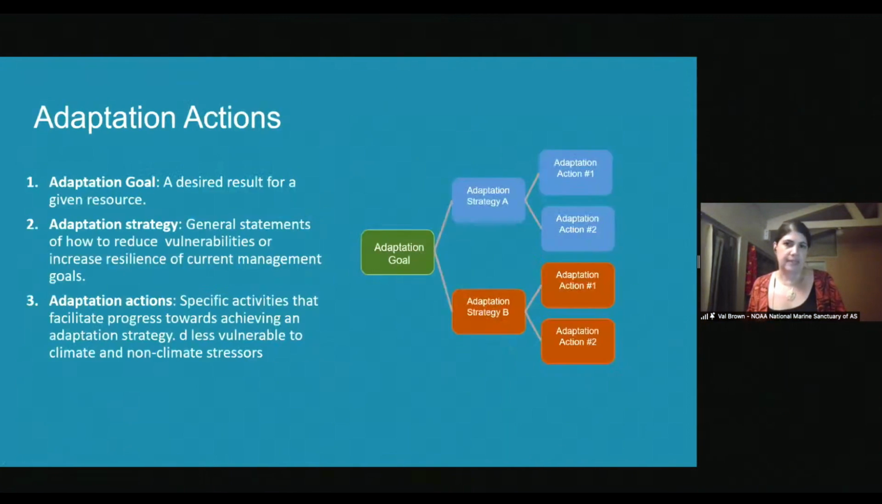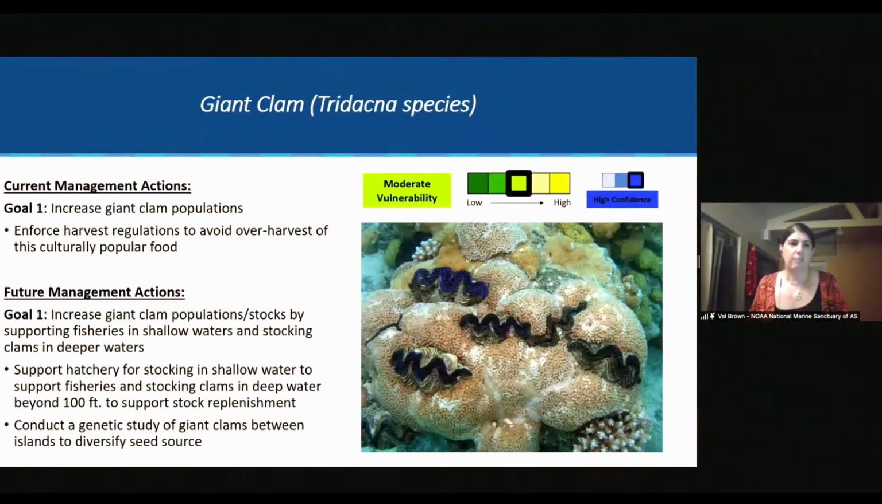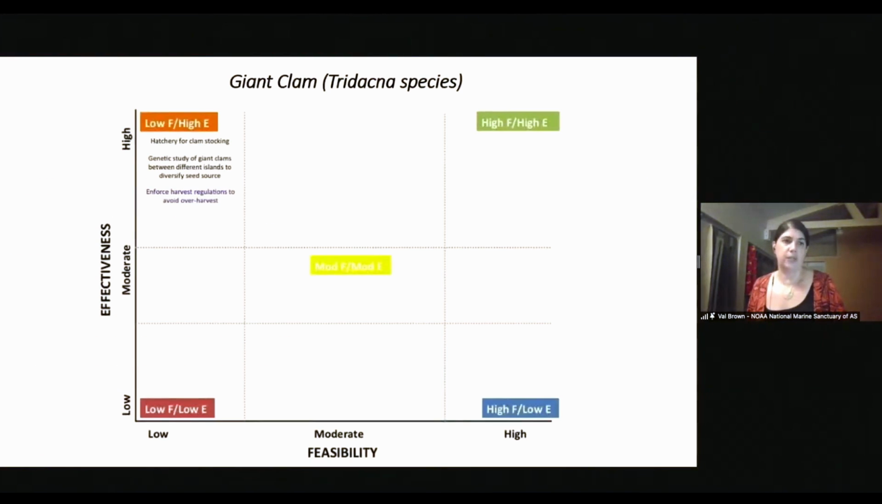The next step in the process was to develop adaptation actions. They looked at the overall goals, developed strategies to reach those goals, and then specific actions. I brought up one example here to take you through. This was the giant clams, Tridacna, Faisua here locally. They're an important cultural species, and they looked at future and current management actions. They were rated as a moderate vulnerability, and they provided 3 different actions. Those were then evaluated to look at their feasibility as well as their effectiveness.